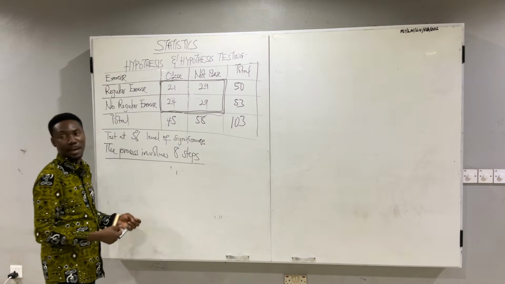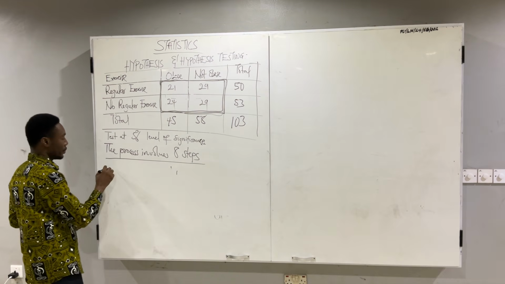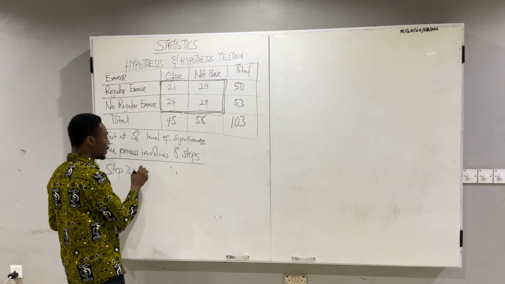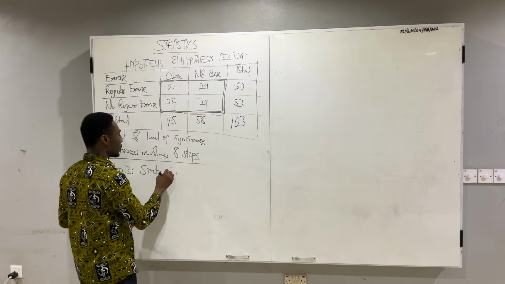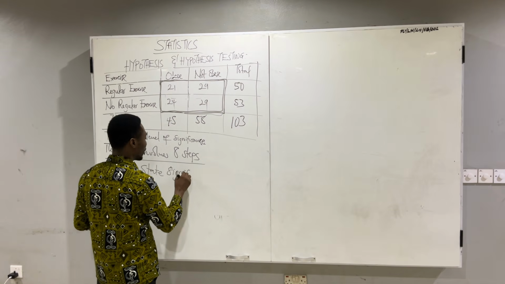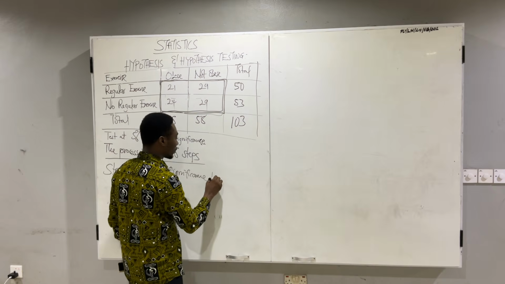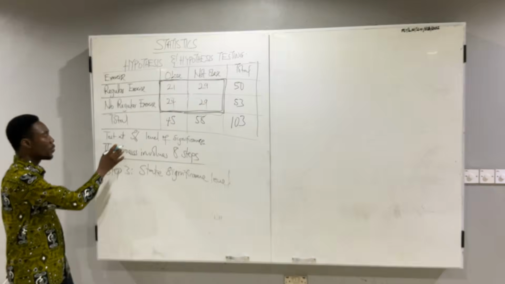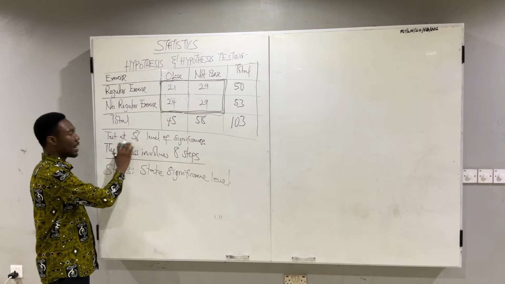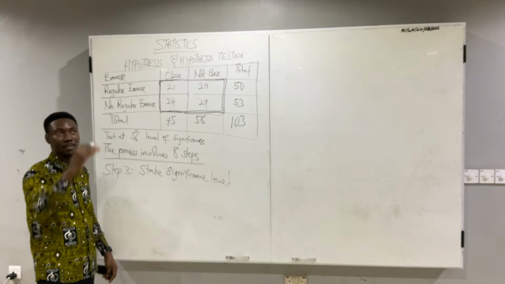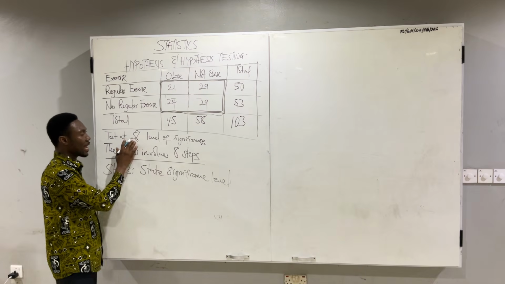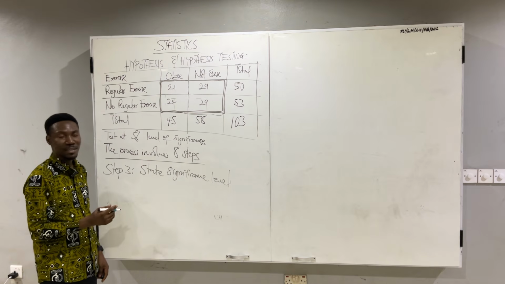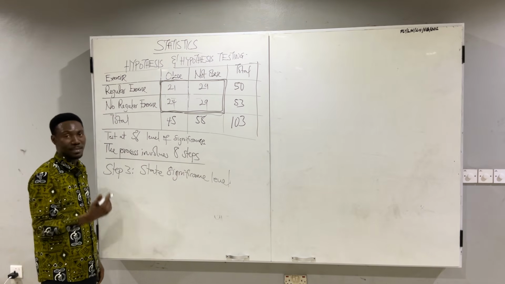Now let's go to step 3. In step 3, you state your significance level. The significance level will always be given to you in the question. Usually, they will write it under the table or within the question statement on top of the table. So they will write test at 5% level of significance. Once you see that, it means the significance level is 5%.